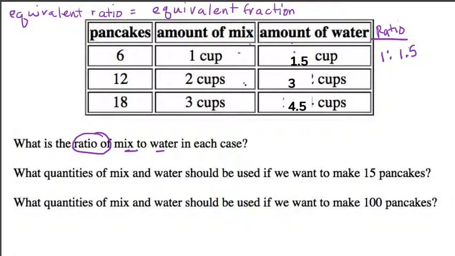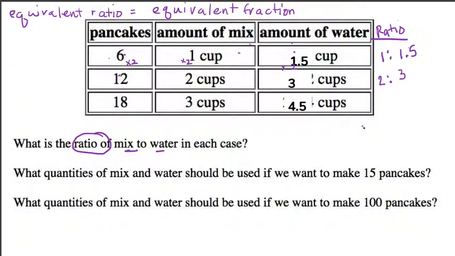Okay. For 12, see what's happening here? How did we get from 6 to 12? We multiplied by 2. 6 times 2 is 12. So look what happened. 1 cup times 2 equals 2 cups. 1.5 cups times 2 equals 3 cups. So the new ratio for 12 pancakes is 2 is to 3. To get from 6 to 12, we multiply by 2. To get from this to this, times 2. This to this is times 2 as well.